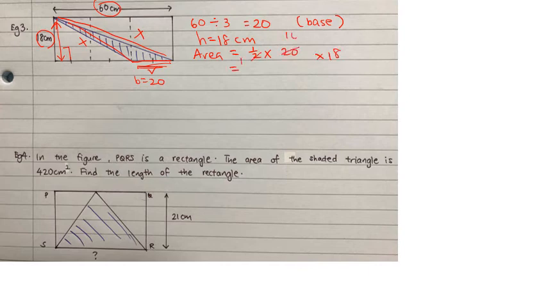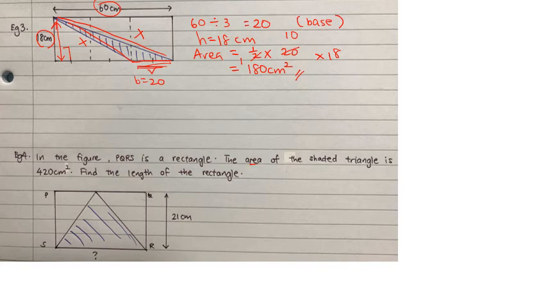So area will be half times base times height. And we have 180 centimeters square. Now lastly, let's take a look at example 4. In the figure, PQRS is a rectangle. The area of the shaded triangle is 420 centimeters square. Find the length of the rectangle.